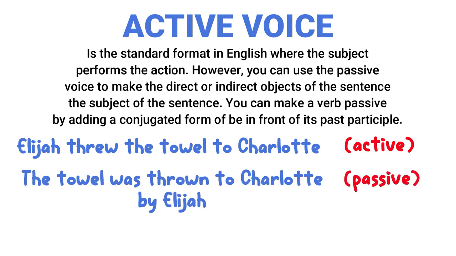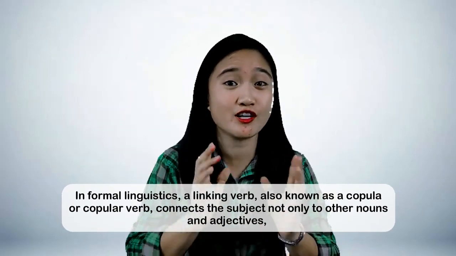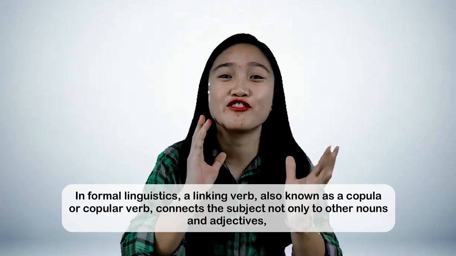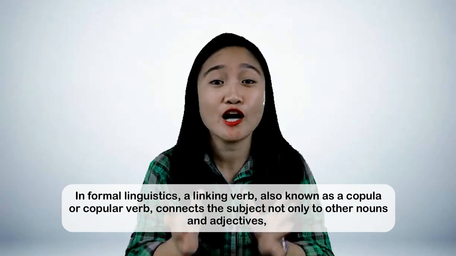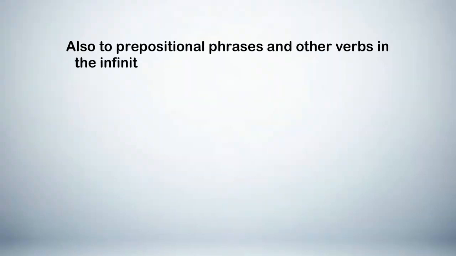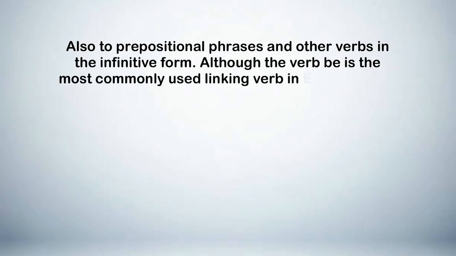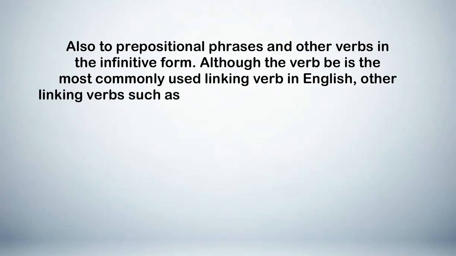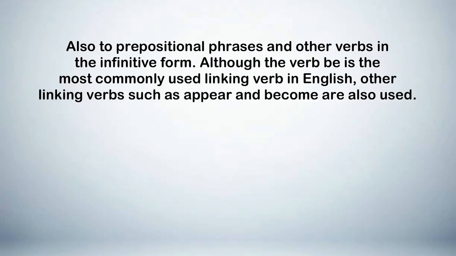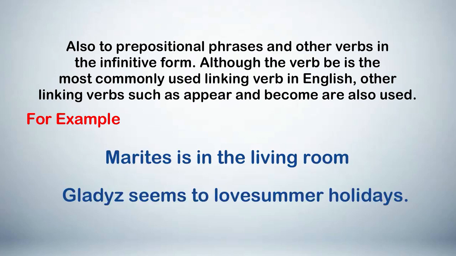The towel was thrown to Charlotte by Elijah. It is passive. In formal linguistics, a linking verb, also known as a copula or copula verb, connects the subject not only to other nouns and adjectives, but also to prepositional phrases and other verbs in the infinitive form. Although the verb be is the most commonly used linking verb in English, other linking verbs such as appear and become are also used. For example, Marites is in the living room. Gladys seems to love summer holidays.